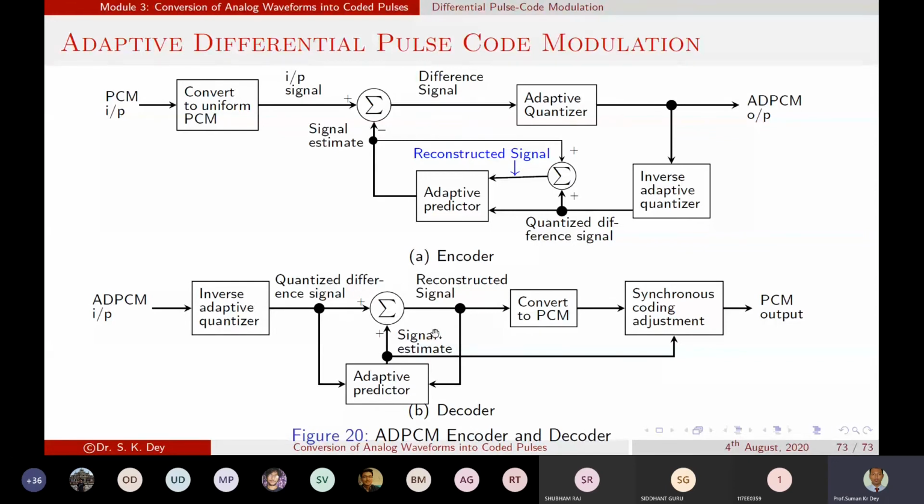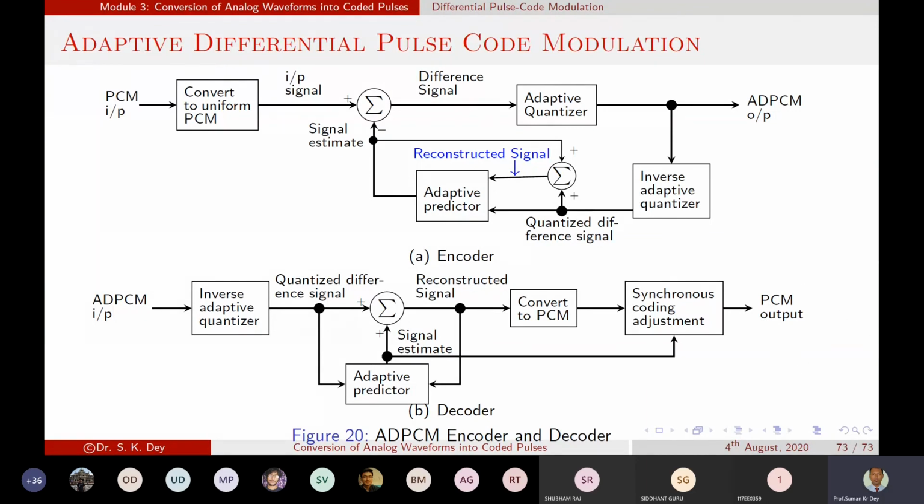If the previous value is yk minus 1 and the difference is dk, then the current value yk equals dk plus yk minus 1. That sample value is converted to PCM. Then synchronous coding adjustment is applied, if there is any synchronization code, and finally we get the PCM output.